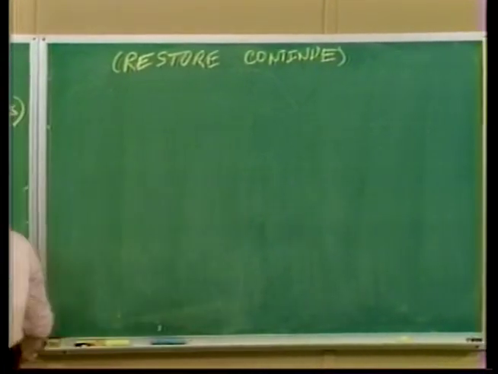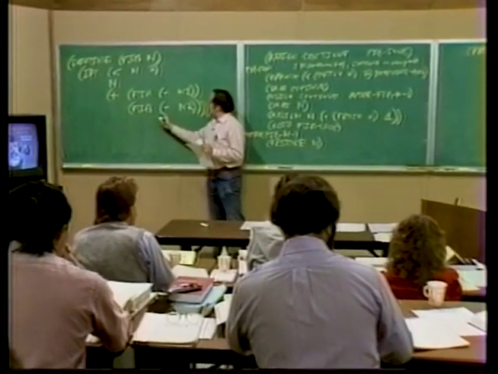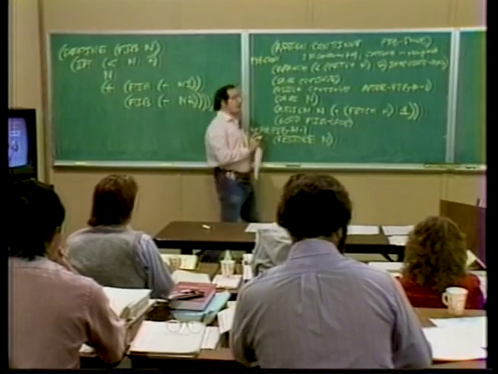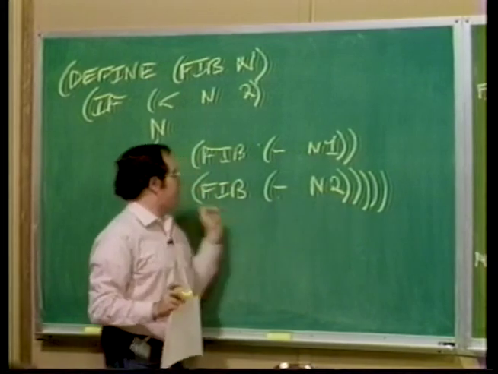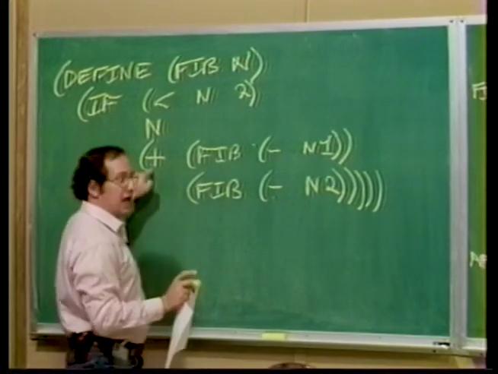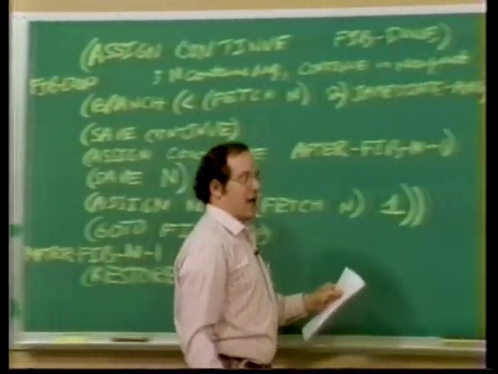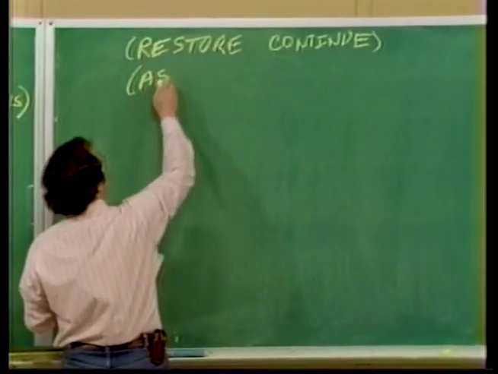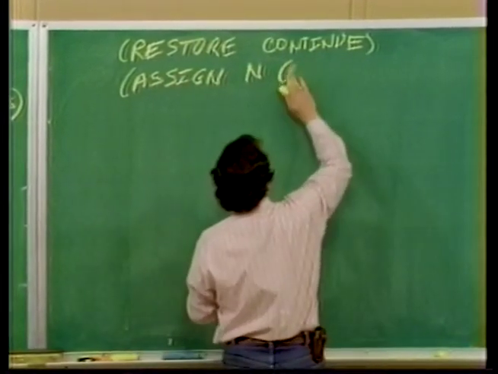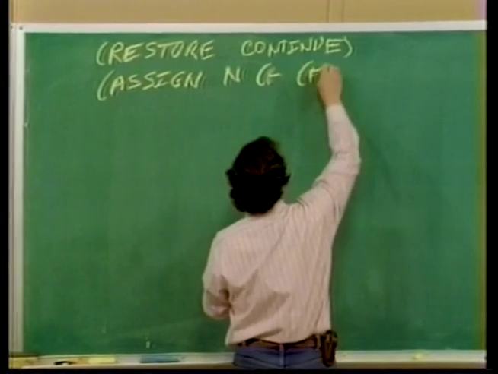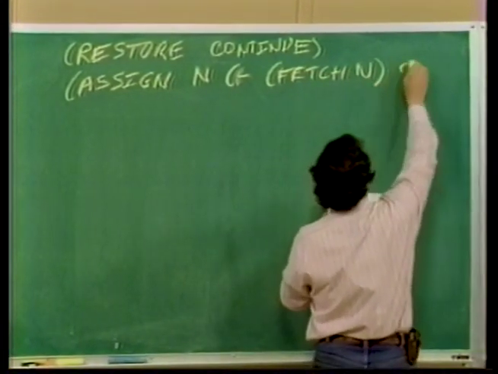Okay, so the next thing I see here is that I have to get ready now to do Fibonacci of n minus 2. But I don't have to save n anymore. The reason why I don't have to save n anymore is because I don't need n after I've done fib of n minus 2, because the next thing I do is add. So I'm just going to set up my n that way. Assign n the difference of fetch n and 2.